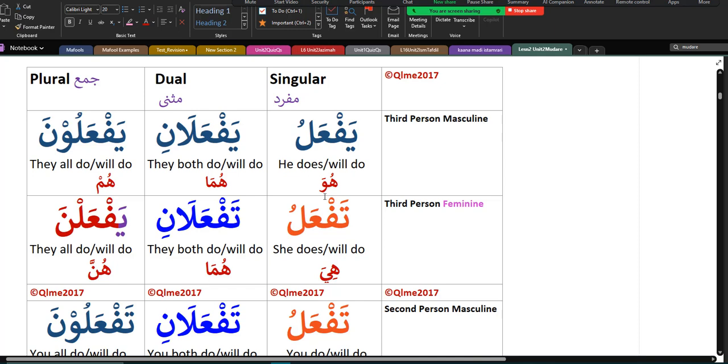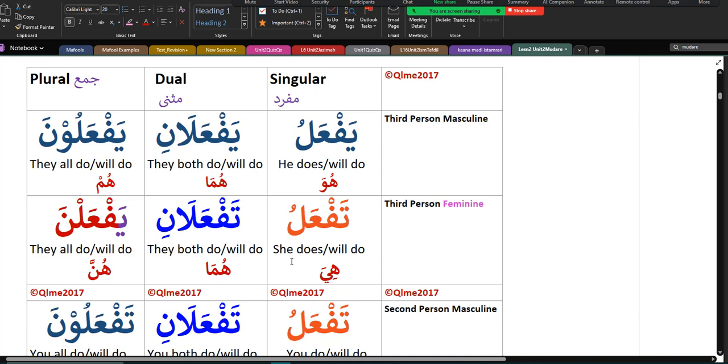And what is the pronoun hidden in yaf'alu? It's huwa. But you don't say it as huwa yaf'alu, but you know that the huwa is hidden in yaf'alu. So it's yaf'alu, yaf'alani, yaf'aluna. They both do, they all do. Can you all repeat after me? Yaf'alu, yaf'alani, yaf'aluna. You have taf'alu, taf'alani, yaf'alna.